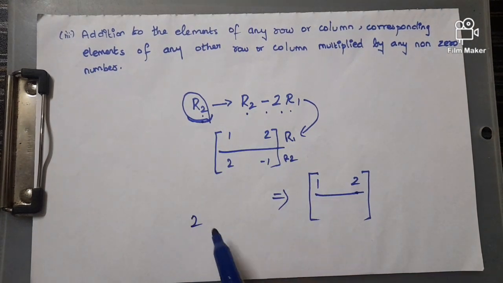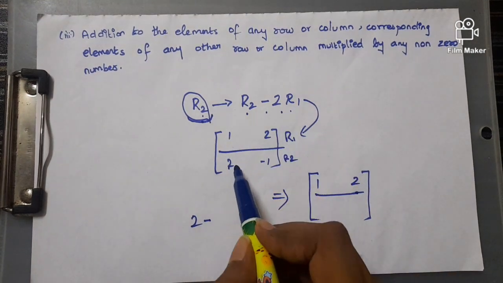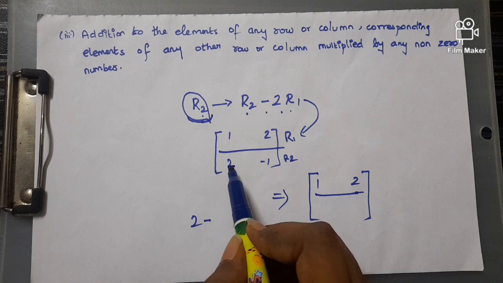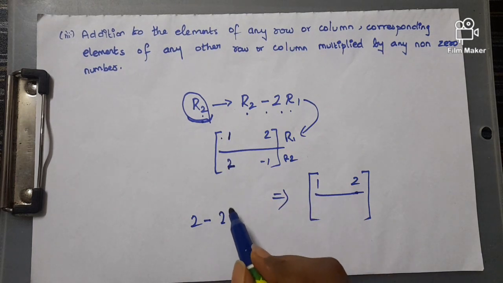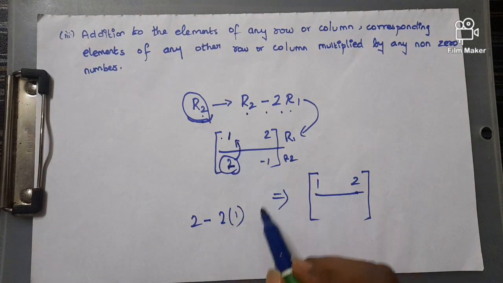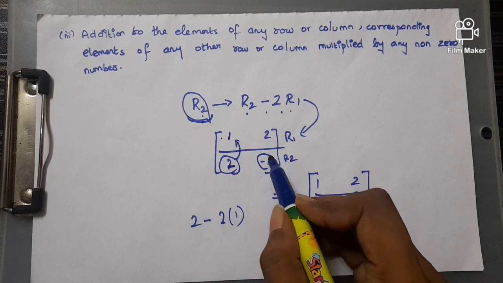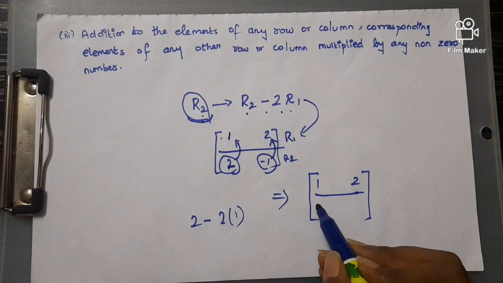R2 is 2, right? 2 minus 2 times R1, 2 times R1 with respect to the position of the first element of R2. The first element of R2, respective position in R1 is 1. 2 into 1. See, this is 2. Respective position of R1 is 1. This is minus 1 of R2. Respective position is 2 in R1, right? So 2 minus 2, so 0.